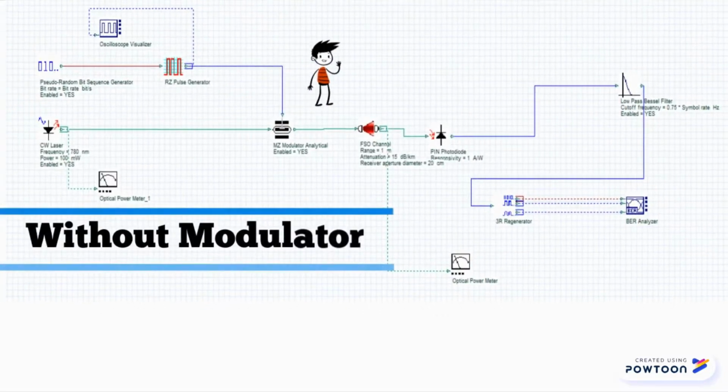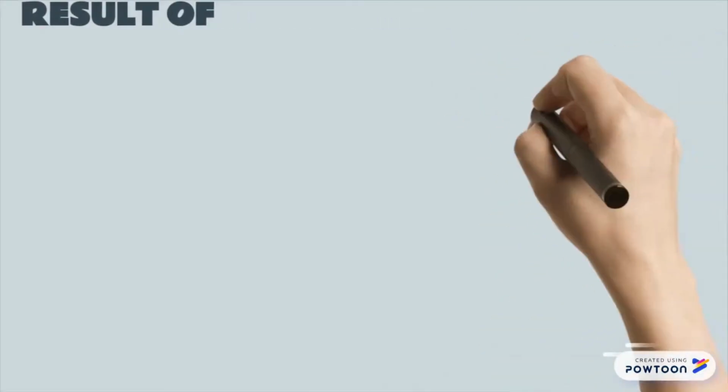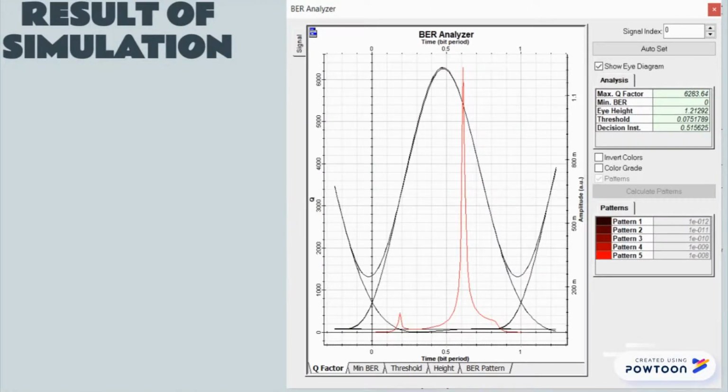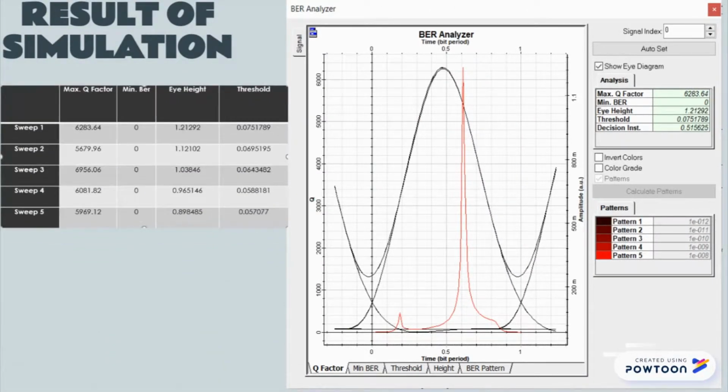The distance parameter at the FSO channel has been changed to various distances, from 1 meter to 10 meter, and the output from the PIN photodiode goes to the low pass Bessel filter and straight to the 3R generator. The result has been analyzed by the bit error rate analyzer. The result of the simulation is shown in the table in the slide, and there are values of the Q factor, minimum bit error, I high, and the threshold.